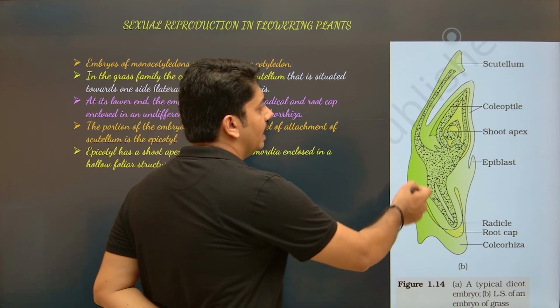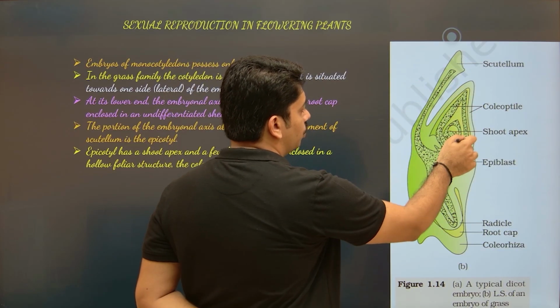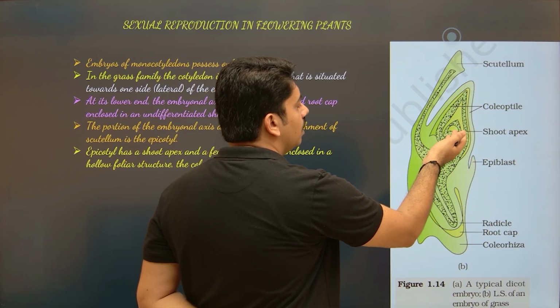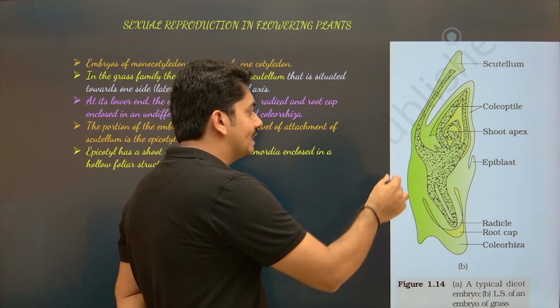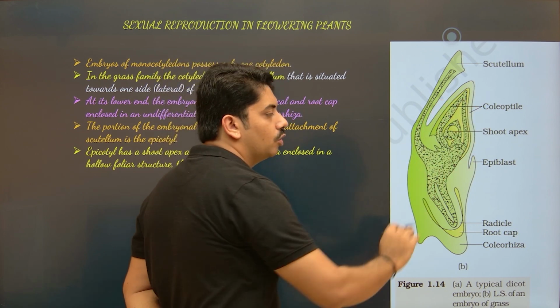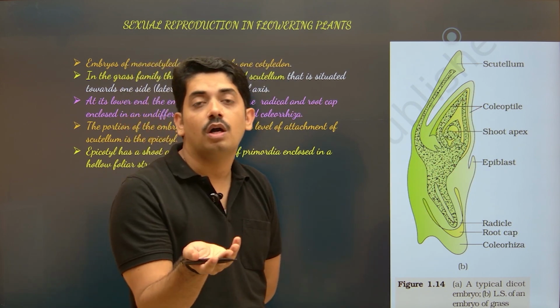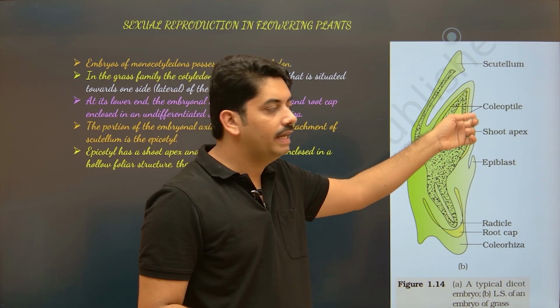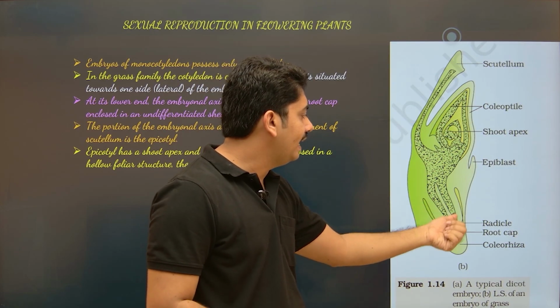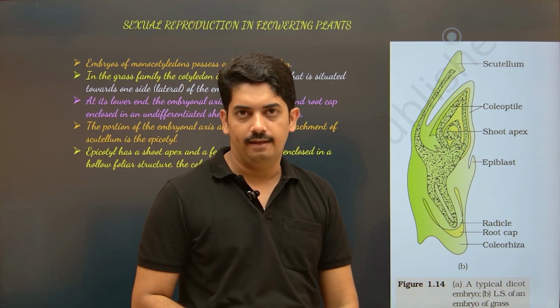Now, if you observe the embryo, this is the shoot part, nothing but the shoot apex. You can say plumule, and that is covered by a protective layer called coleoptile. This was not observed in the dicotyledonous embryo. Here plumule is covered by coleoptile and radicle is covered by coleorhiza.